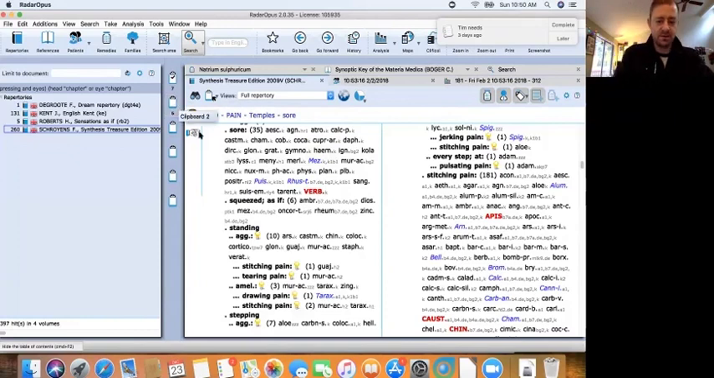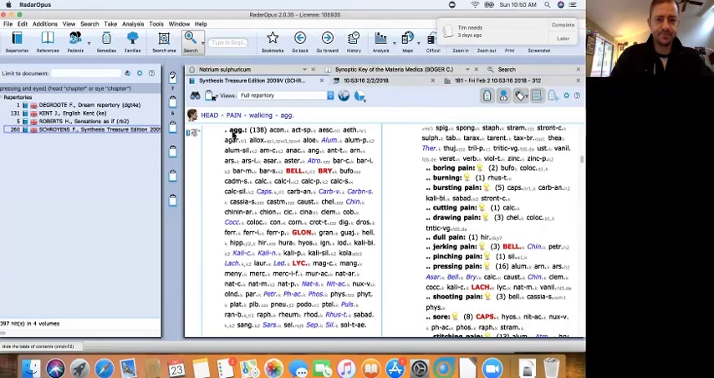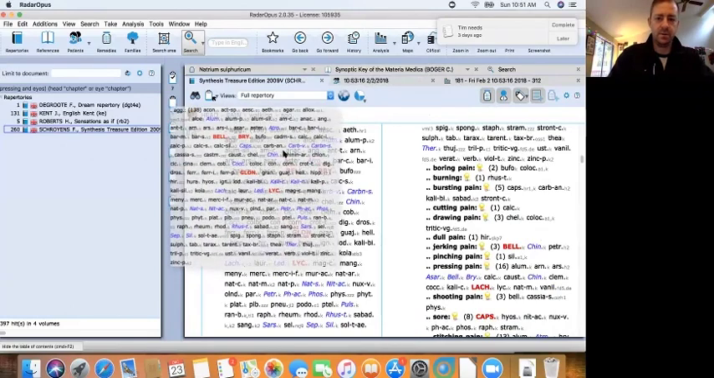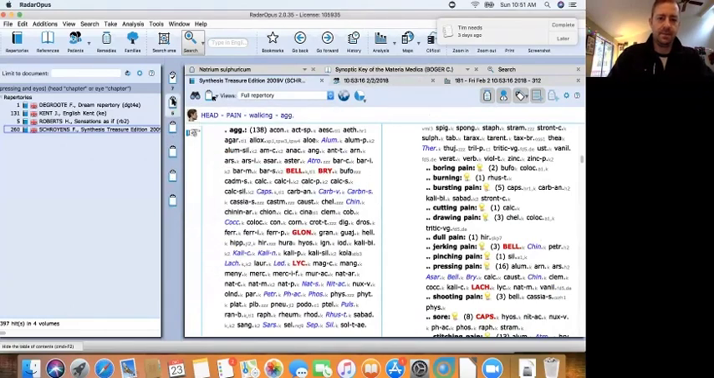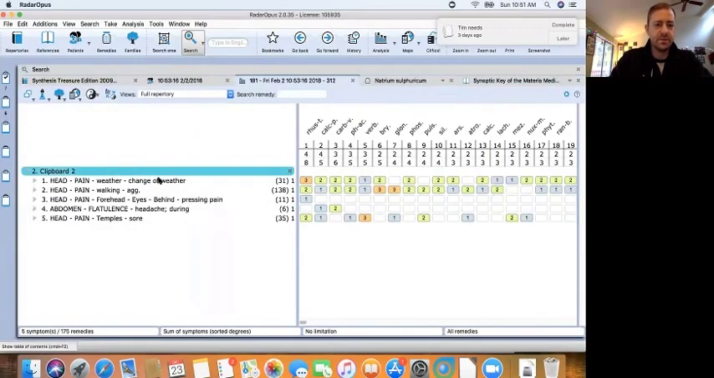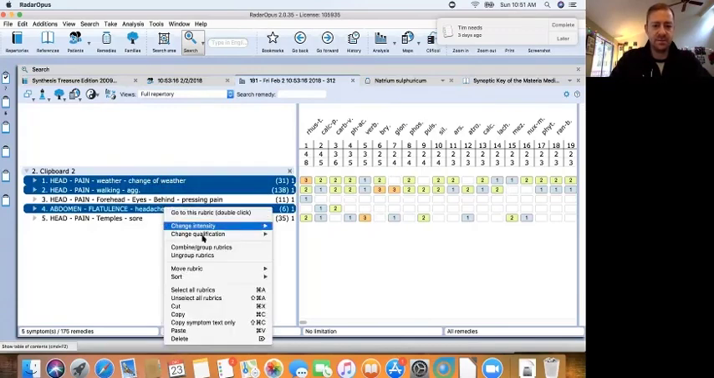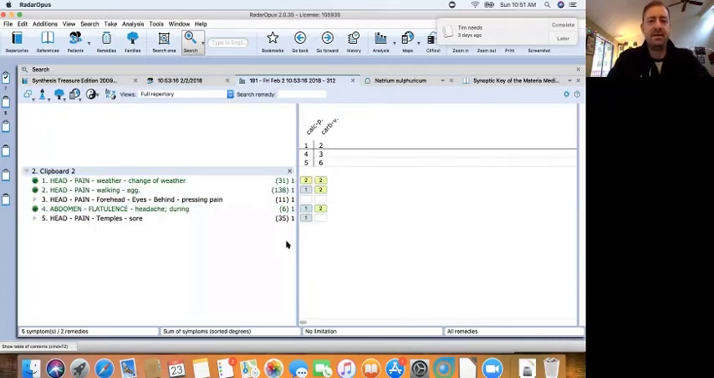Did I put in head pain, walking? I think I put that one in there already. Yep. All right. So now, change of weather aggravates, walking, and then flatulence. Those are the ones that I made elimination rubrics. And now I have to decide between calc phos and carbo-veg.